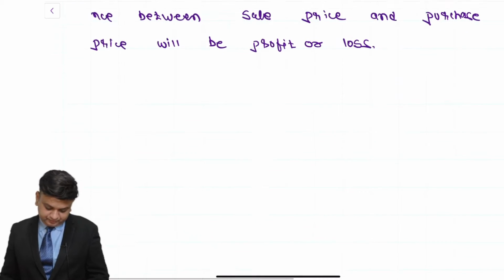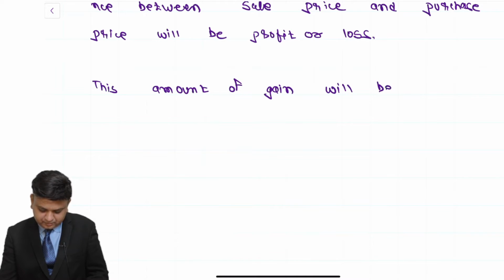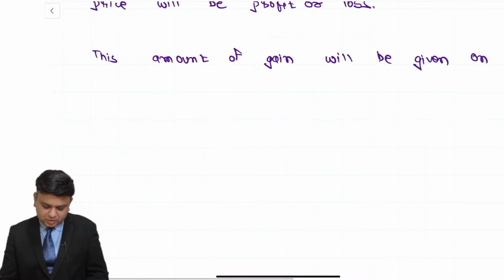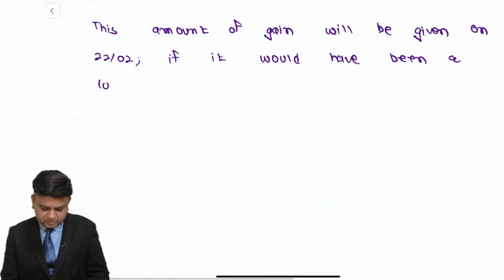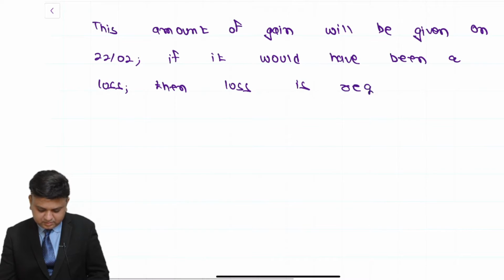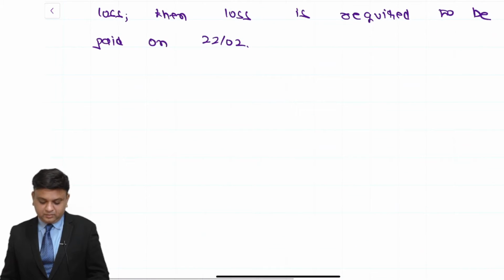With paragraph, write down: this amount of gain will be given on 22nd of February. If it would have been a loss, then the loss is required to be paid on 22nd of February.